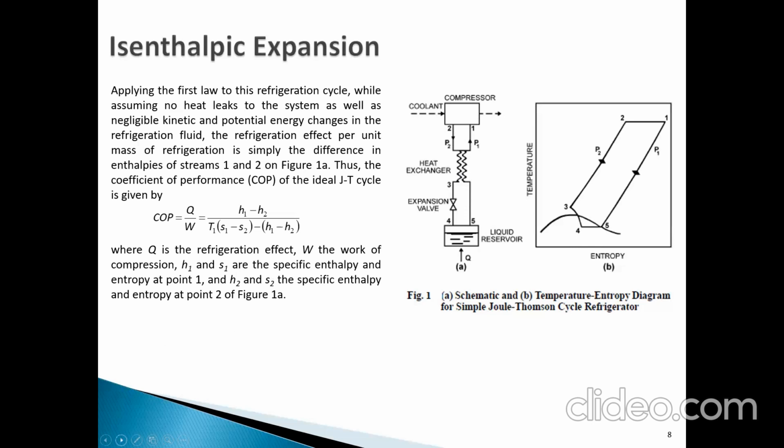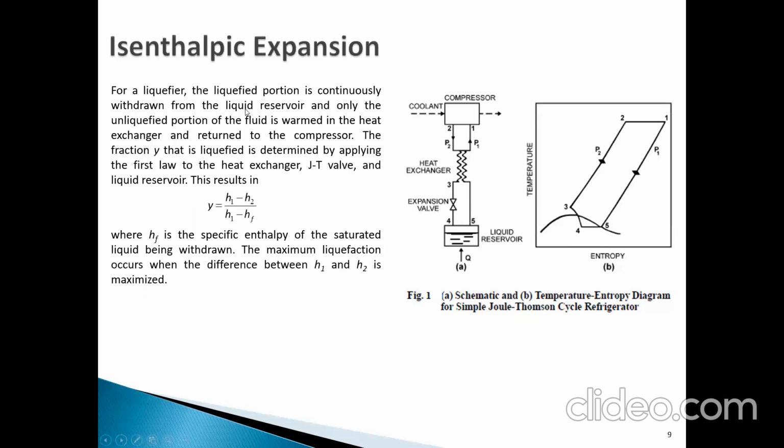Check it yourselves. For a liquefier, a portion is continuously withdrawn from the liquid reservoir, and only the unliquefied portion is warmed in the heat exchanger and returned to the compressor. The fraction Y that is liquefied is determined by applying the first law to the heat exchanger, JT valve, and liquid reservoir. Y is equal to (H1 minus H2) over (H1 minus Hf).